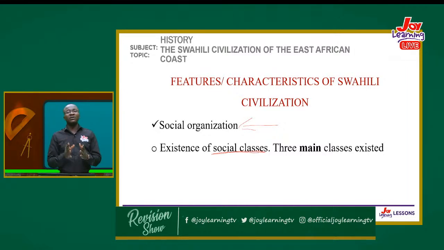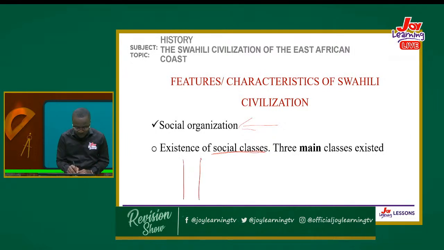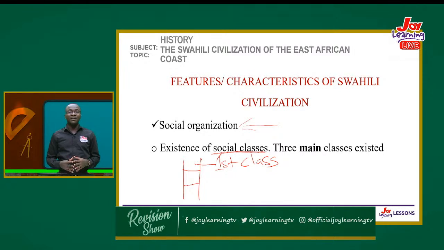So let's look at it. It looks like a ladder or a hierarchy, arranged from top to down. We have three main classes. So let me draw a ladder here. This is a social ladder. The first class in the society of Swahili had to do with the ruling class, as well as the various royals or sultans.